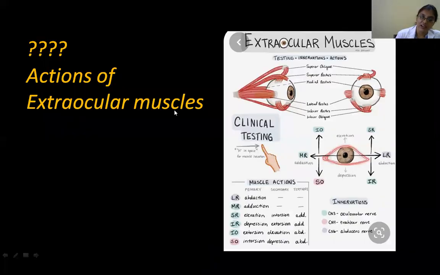You should know the actions of the extraocular muscles, and you should know the testing of them. Only then can you understand what happens if there's a palsy of that particular nerve.